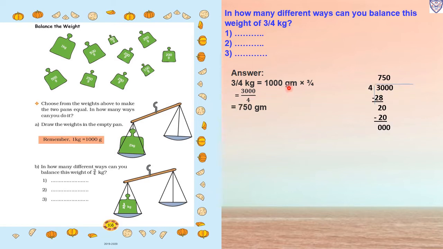So how will we divide? First we will take 30. 4 sevens are 28. So 30 minus 28 we will get 2, and 0 we will carry down, that is 20. So now we will see in the 4 table when 20 will come, 4 fives are 20. So 20 minus 20 we will get 0, and the other 0 we will carry down.